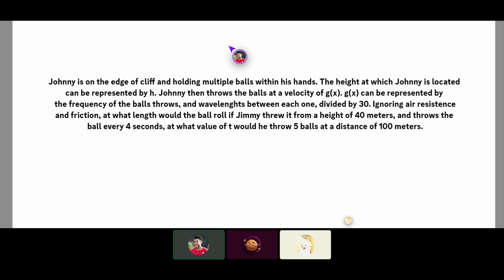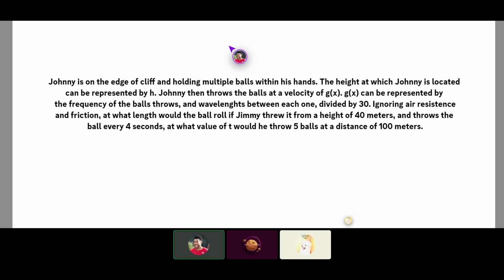Hello everyone. In this video, we're going to be solving an AP Physics C problem. In this question, Johnny is on the edge of a cliff holding multiple balls within his hand. The height at which Johnny is located can be represented by h.